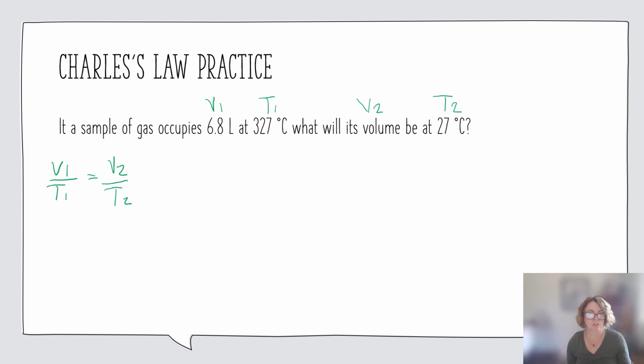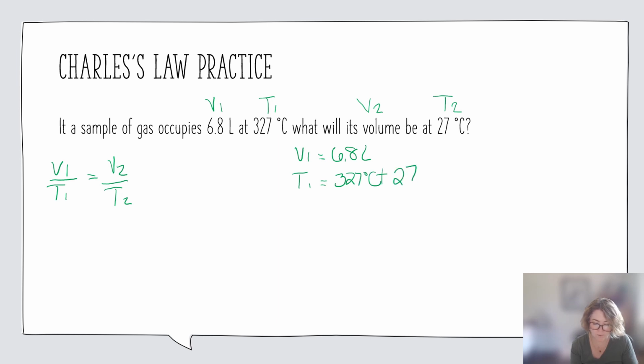And then again, I do really like to write out my variables, just helps me keep things straight. So I know that V1 is equal to 6.8 liters. T1 is 327 degrees Celsius, but remember, with every gas law, I have to make sure that that temperature is in terms of Kelvin. And so when I convert this to Kelvin, it is 600. Kelvin. Notice I put the decimal place after the last zero. I want to make sure that I have the correct number of decimal places for this value.